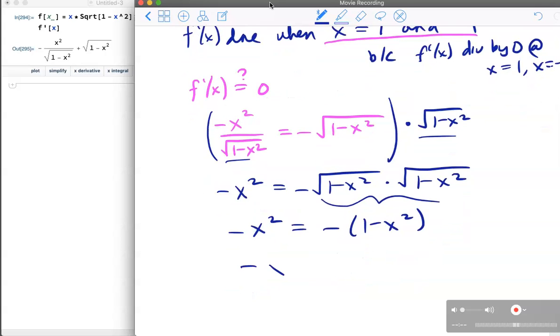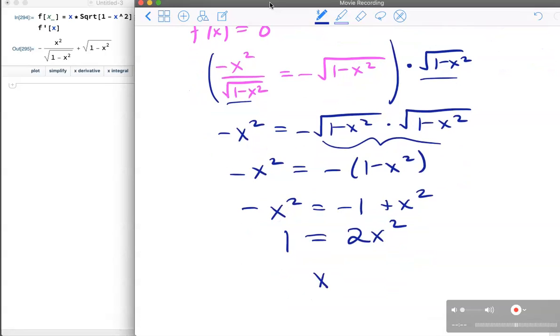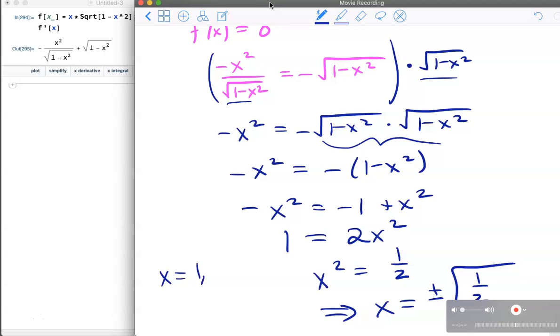And now we'll see if this is actually going to be an equation that we can solve for x, and it looks like we're going to have a chance because 1 will be equal to 2x squared. So x squared will be equal to a half, which implies that x will be plus or minus the square root of 1/2. Okay, so there are all your critical numbers. x is equal to 1, x is equal to negative 1, x is equal to the square root of 1/2, x is equal to negative square root of 1/2. So there are all your critical values.